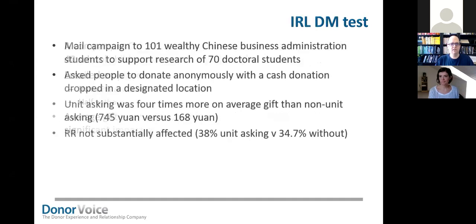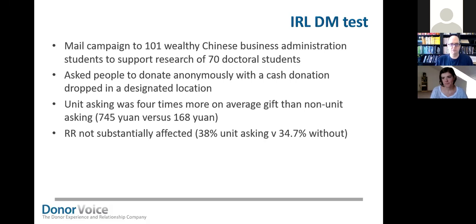Then similarly, there was a mail campaign to 101 wealthy Chinese, I guess the equivalent of MBA students, to support research of doctoral students. They asked people to donate anonymously, a cash donation, half with a unit ask and half without. There was no statistically significant difference in response rate, but the unit ask increased their average gift 4 times on average.